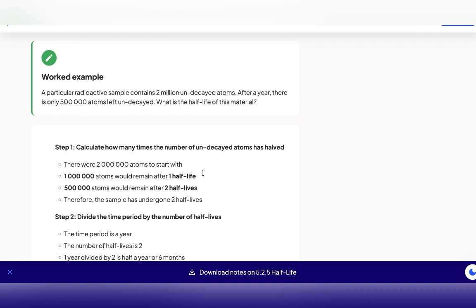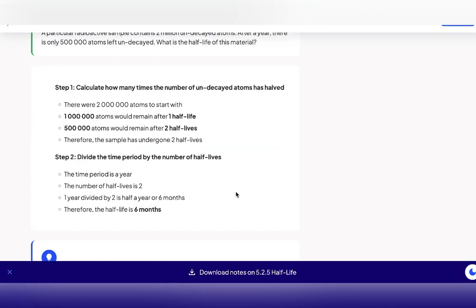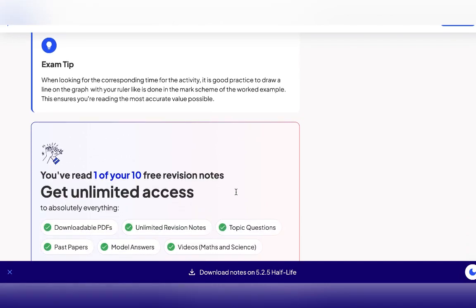So the 1 year divided by 2, you get 6 months. Half a year is 6 months. So every 6 months, one half-life will occur. That's how to calculate this type of question. These are the types of questions you only find in your exam for Cambridge IGCSE.